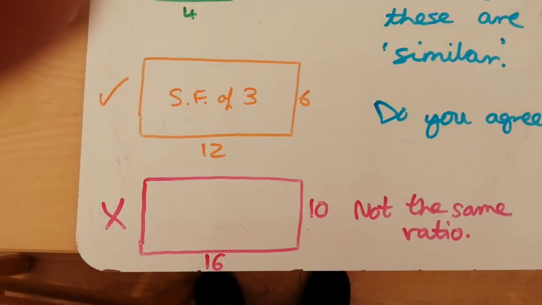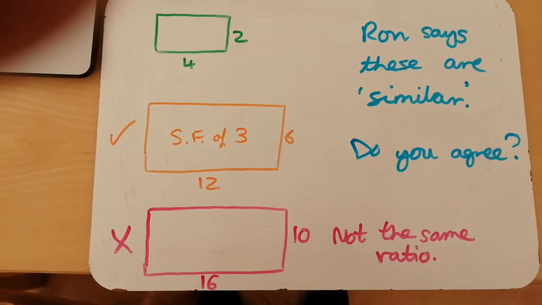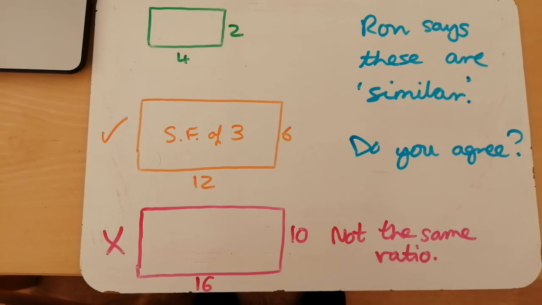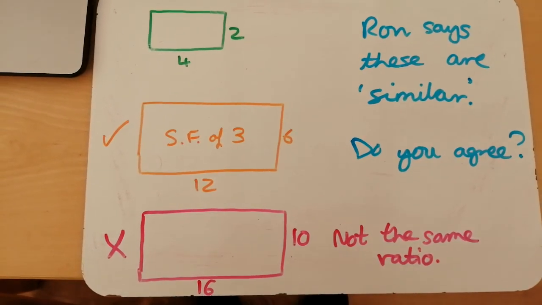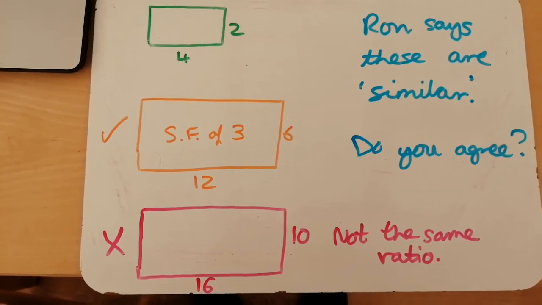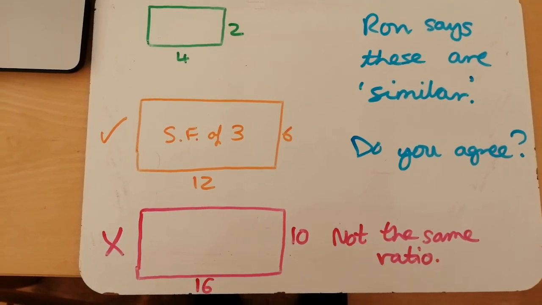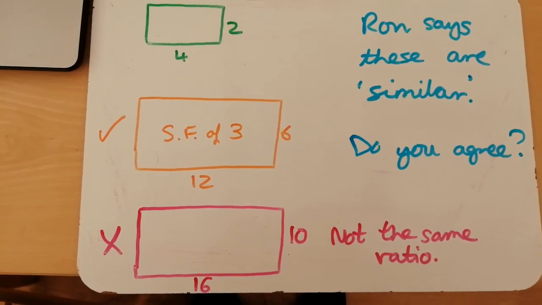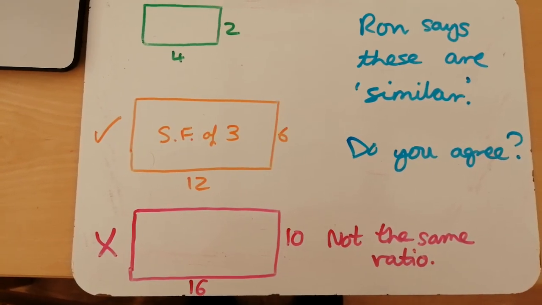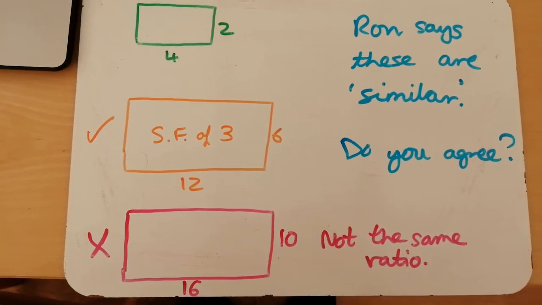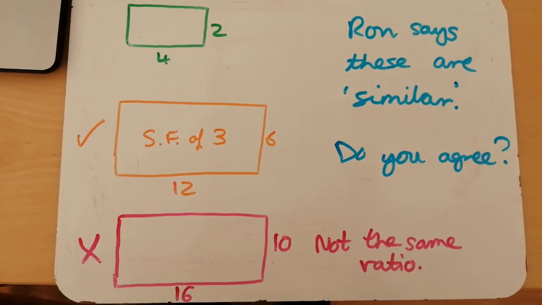But I disagree on the pink one. The sides haven't been enlarged by the same ratio. To get from 2 to 10 would be a scale factor of 5. But if I multiply 4 by 5, I get 20, not 16. So I disagree with that one, it's not similar.